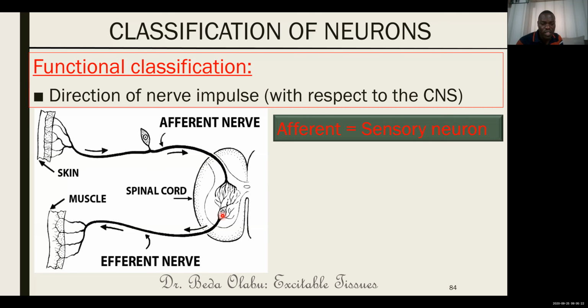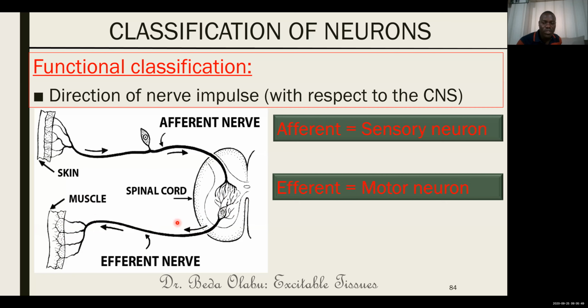Now, on the other hand, this one here is carrying impulses from the central nervous system to the periphery, to an effector, in this case muscle. Structurally you realize that that is a multipolar neuron, but functionally we call this neuron an efferent neuron. Efferent neurons will be going to either muscles or glands, so efferent neurons are motor neurons.